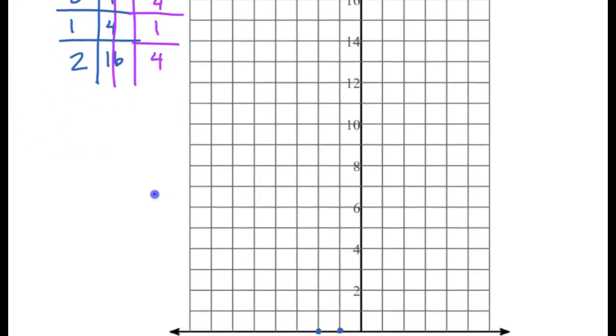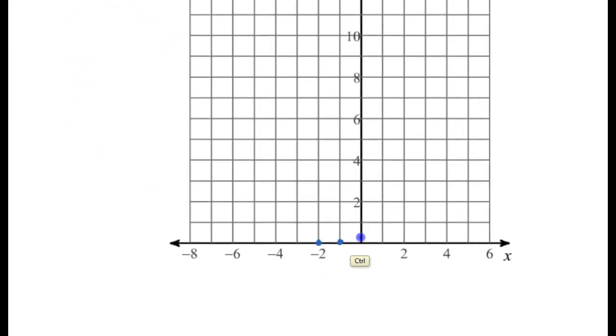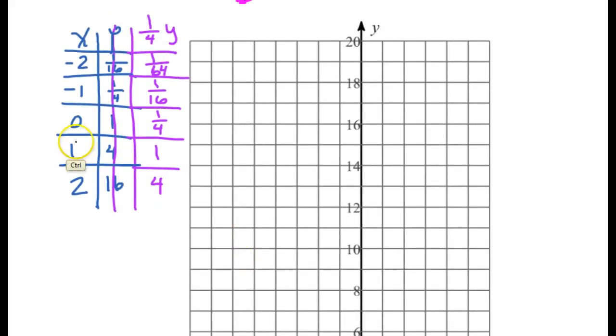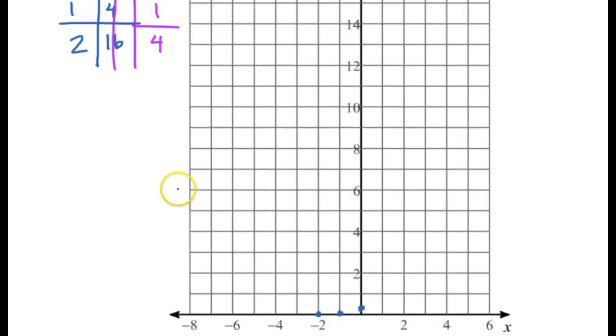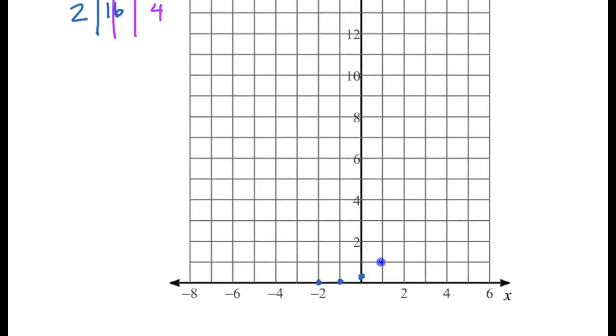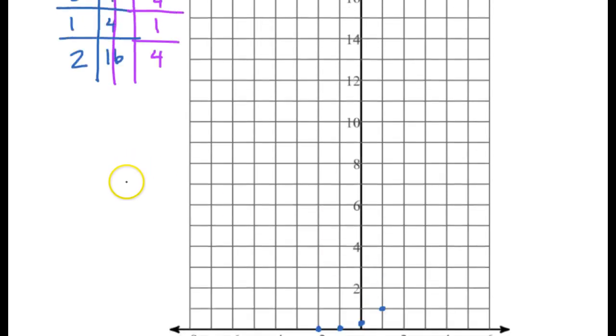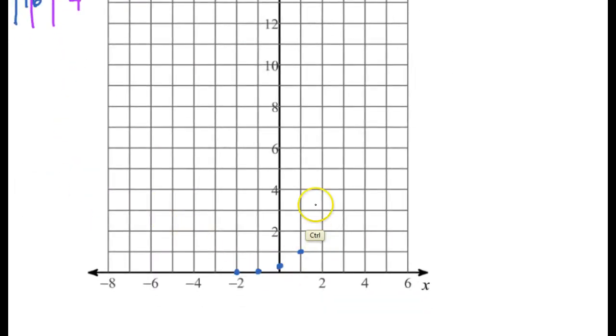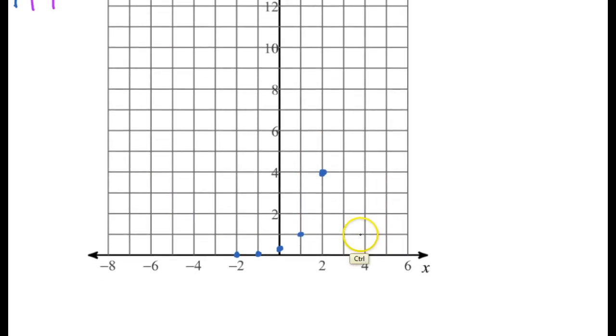Okay, (0, 1/4). All right, so that's just 1/4 of a unit up. So it just begins to lift up off of the axis now. And then (1, 1). All right, starting to get into normal points now. And then (2, 4) would be right here.